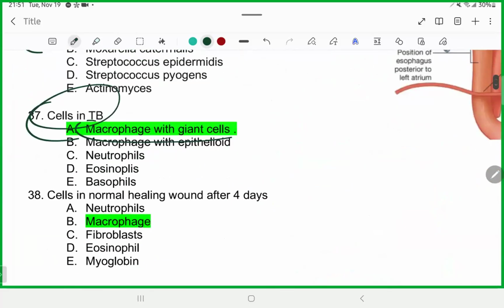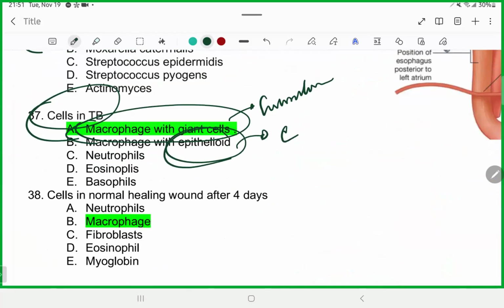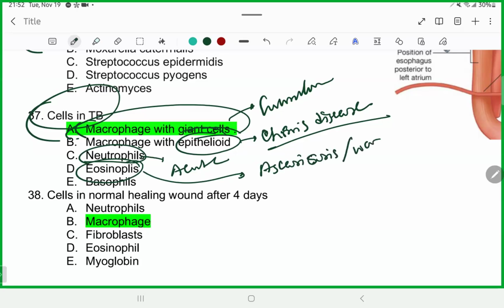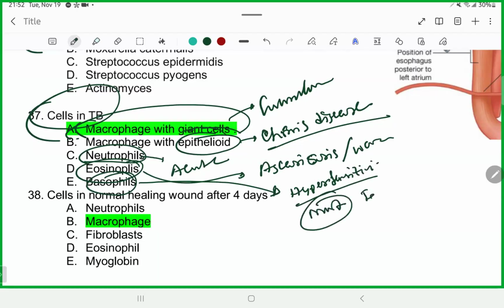Cells in TB, we all know, macrophage with giant cell, that's an epithelioid granuloma. Others, we may have epithelioid granuloma in Crohn's disease. Then neutrophils, acute inflammation. Eosinophils, if we have ascariasis or worm infestation. Basophil in case of hypersensitivity. Basophils and mast cells contain IgE and histamine. Remember it.